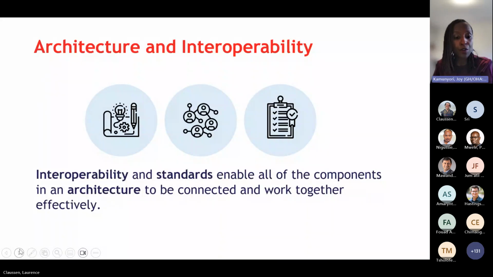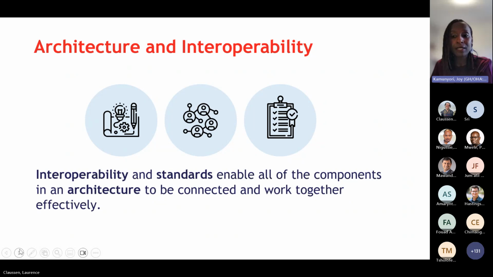So the toolkit goes over some of the technical concepts that it's necessary for implementers to understand in order to implement a system that supports comprehensive activities at the community level. These concepts include the National Digital Health Architectures, interoperability, and standards. So a national digital health architecture is a blueprint that describes how business processes, data, and digital health applications fit together and interact to support a large and complex health system.